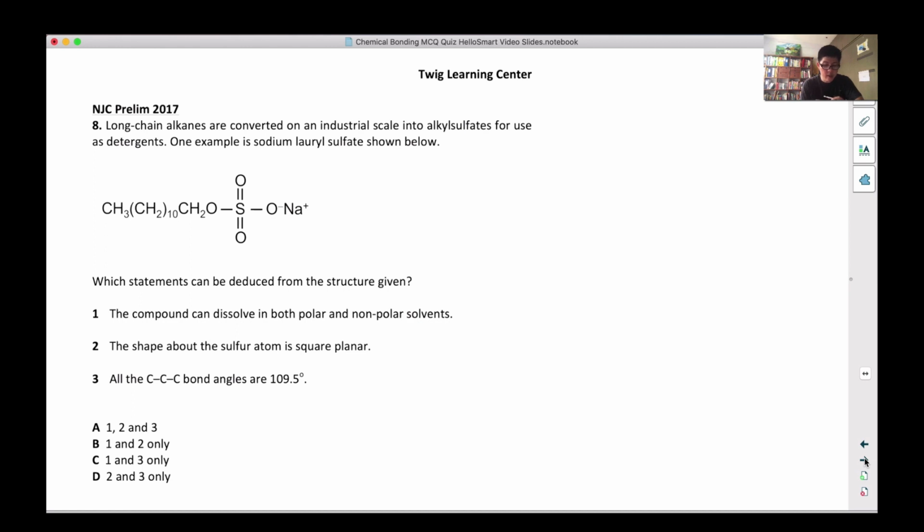Long chain alkanes are converted on an industrial scale into alkyl sulfates for use as detergents. If you look at this molecule, they ask which statements can be deduced from the structure given. When you look at this molecule, you notice this part is actually ions. Ions are soluble in water. Water is a polar solvent.